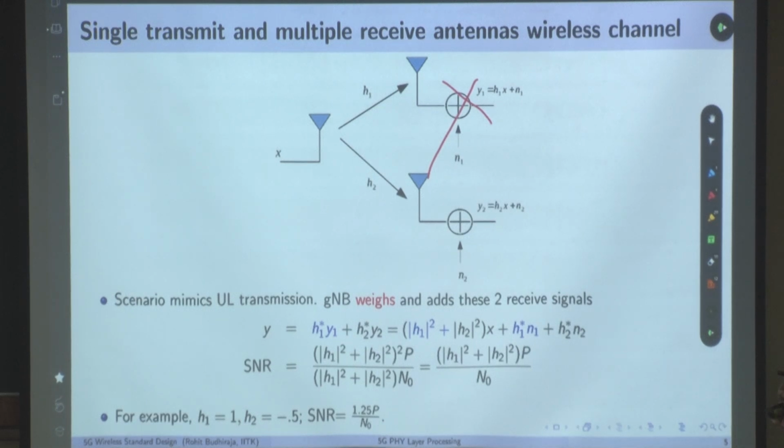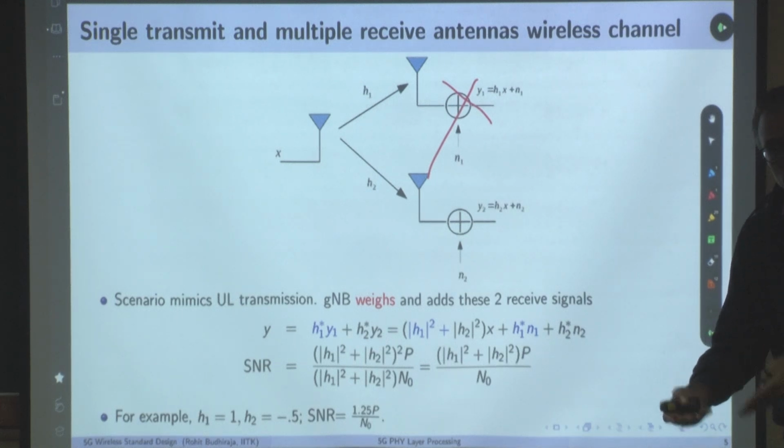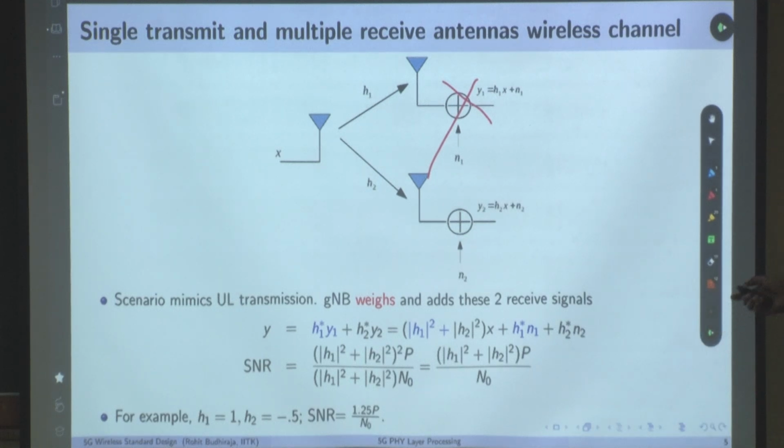You are in the basement of a building. Suddenly, the base station has the second antenna, this one. What is happening? SNR gets increased by a factor of 5. The capacity increases by a factor of 5 because you are in a low SNR regime. That is how the second antenna is helping. If this was not there, you were in a bad state. So you see the gain, 5 times increase, with such a simple example.